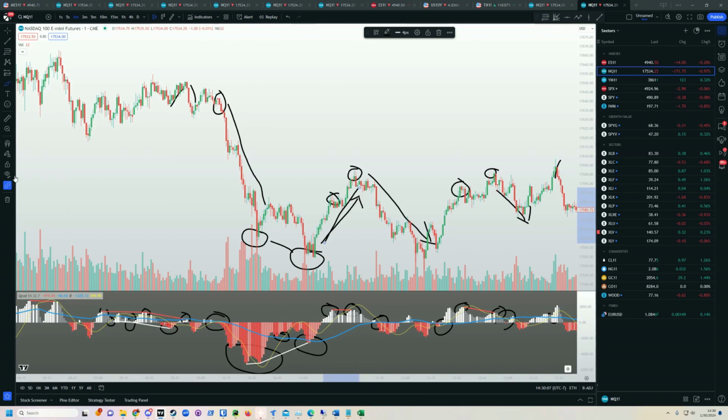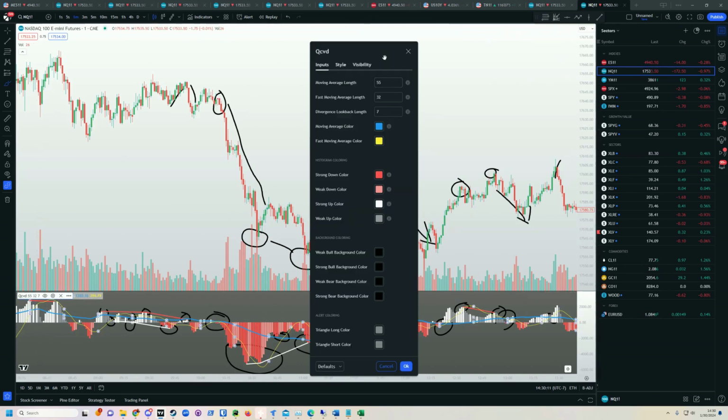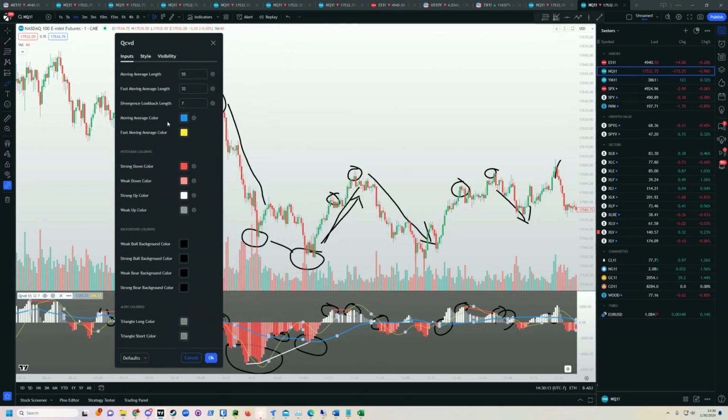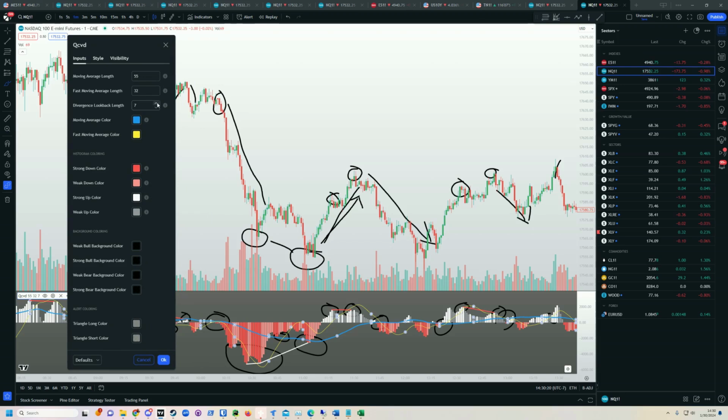And we'll go through the settings real quick. Moving average length, that's just the longer blue line. The fast one, I just told you, that's the yellow line. Divergence look back length: you can increase this if you want to look back further for more divergences. Personally, I like this at 7, so I leave it at 7. And then the moving average colors, and then the down and up colors. That was the histogram coloring that I had on just a moment ago. Hold on, let me restore it for you.